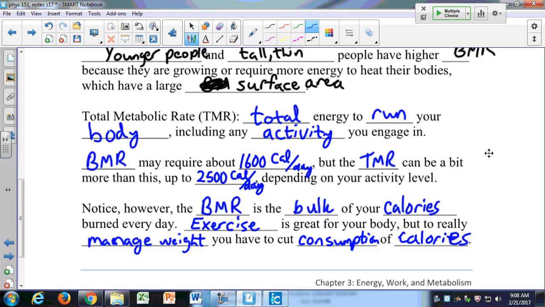So you can affect your basal metabolic rate in the amount of calories that you burn every day, but largely it's sort of set by who you are, right? Who you're born as. So really the way to manage weight for your athletes or for just friends and family that you know is by the food that you eat, consumption of calories.